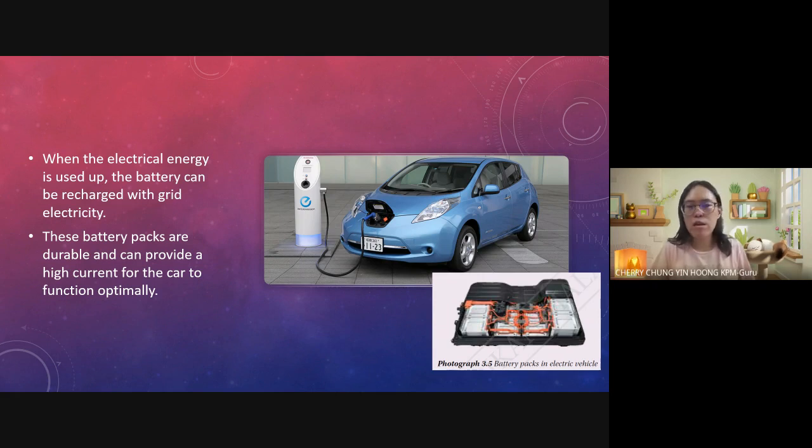So when the electrical energy is used up, the battery can recharge with grid electricity. These battery packs are durable and can provide a high current for the car to function optimally.